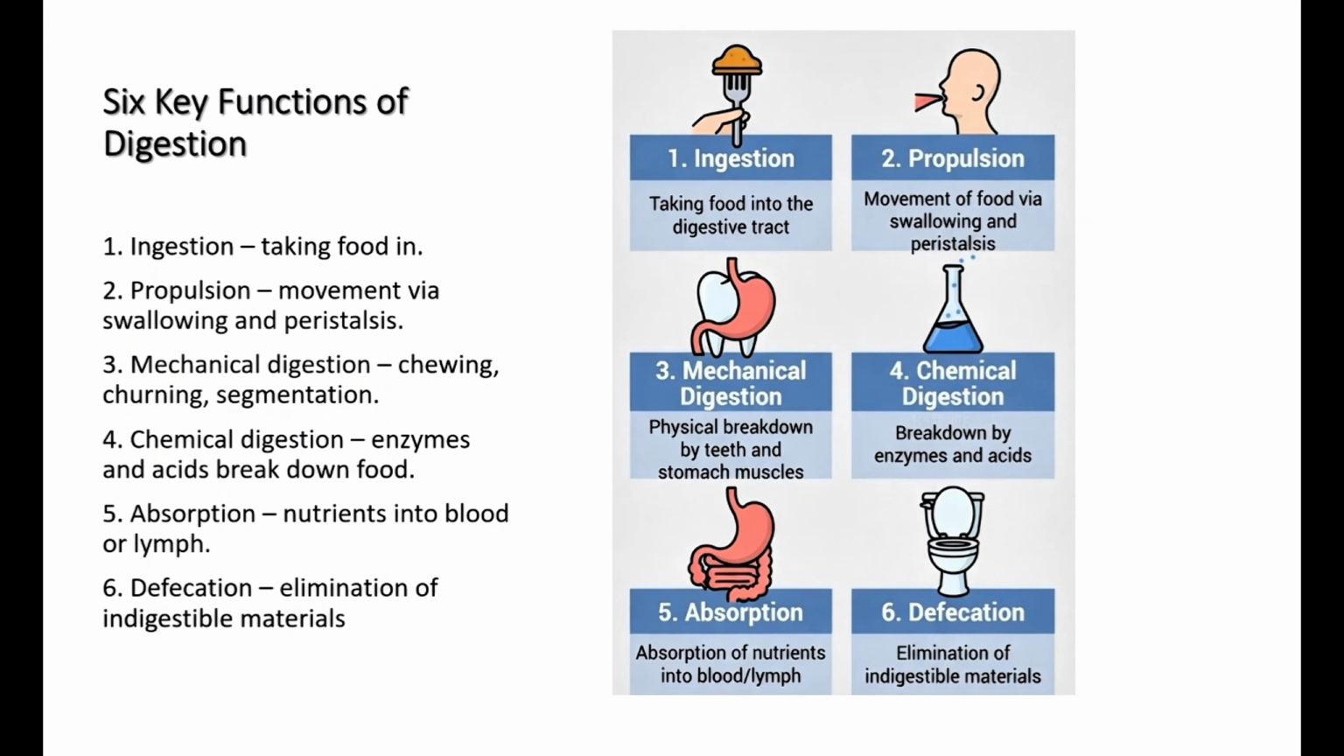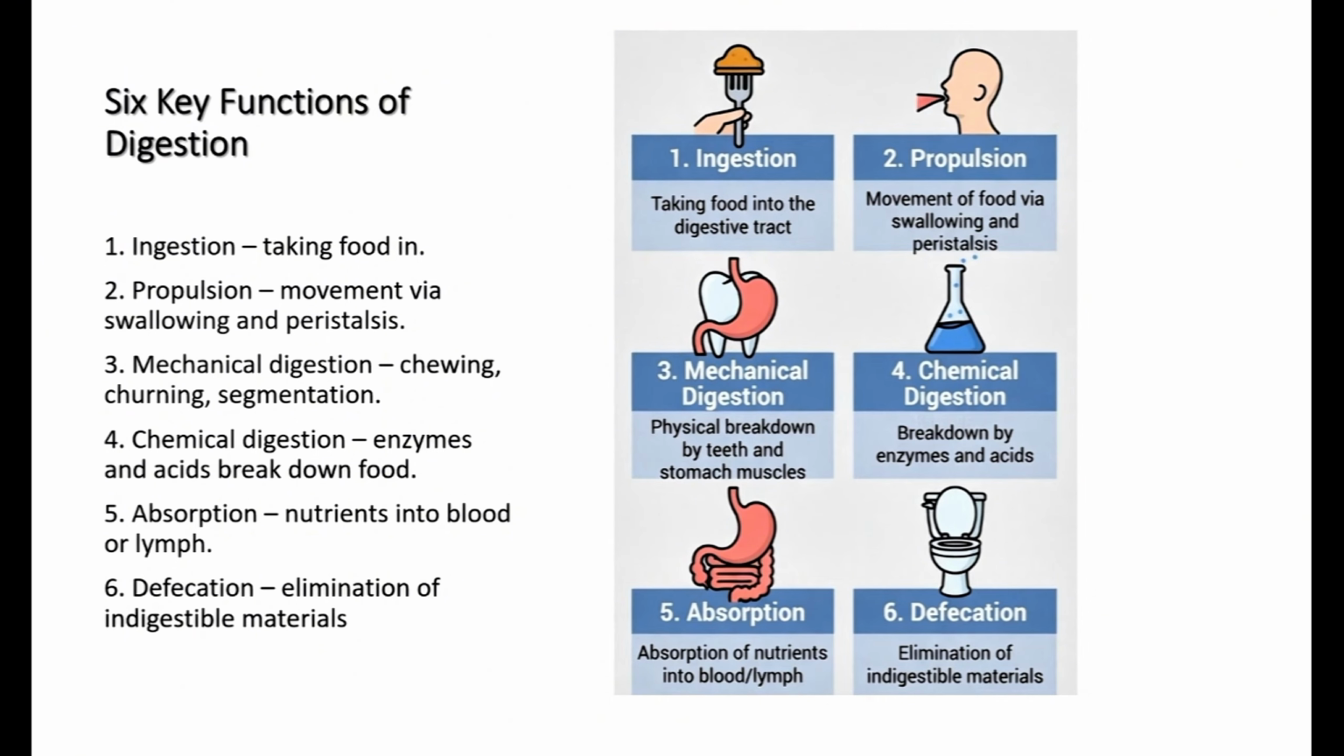The digestive system performs six major functions. Think of them as stages in the journey of food through your body. The first is ingestion, which is taking food into the mouth. The second is propulsion, which is moving food along the digestive tract, mainly through swallowing and peristalsis, that is, wave-like muscle motion. Third is mechanical digestion, which is physically breaking food into smaller pieces, such as chewing and stomach churning.